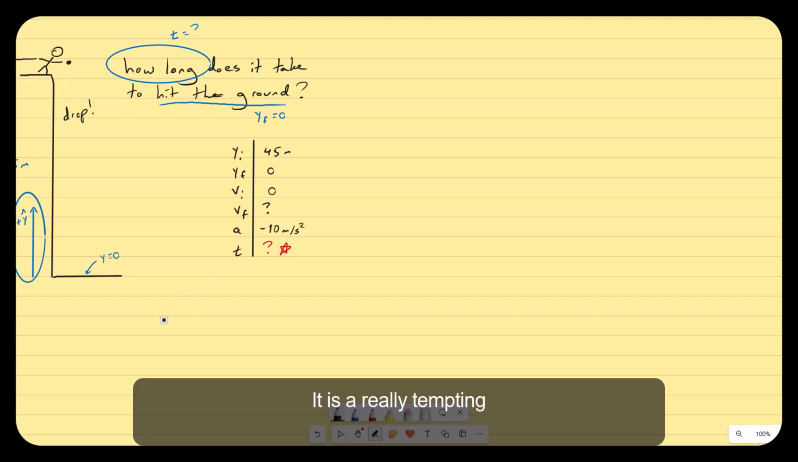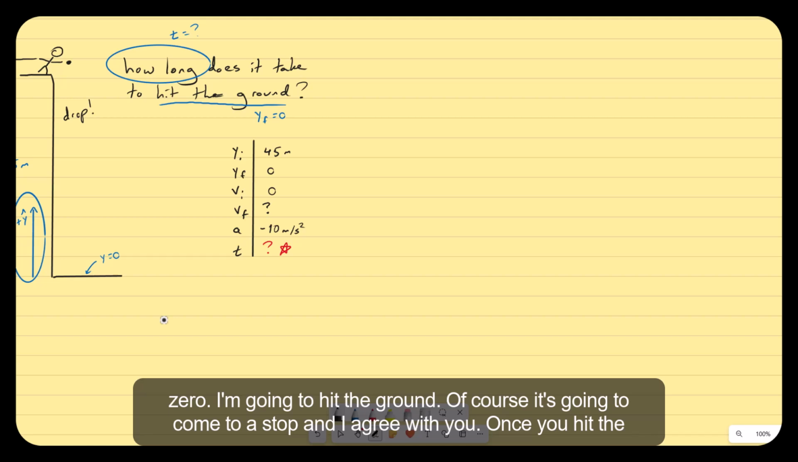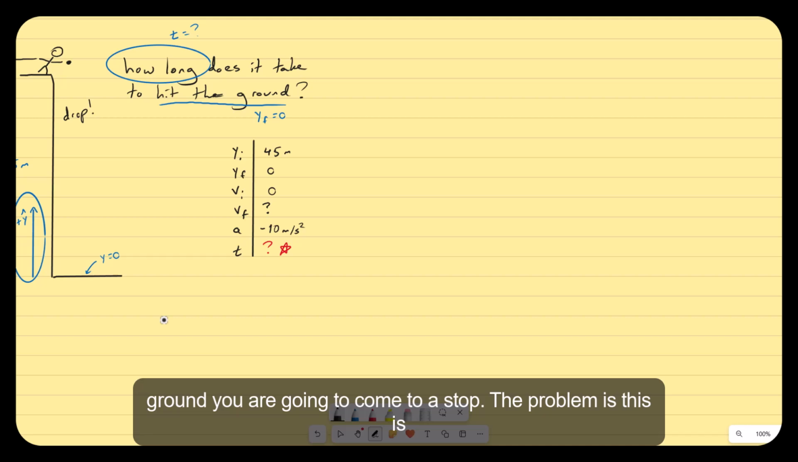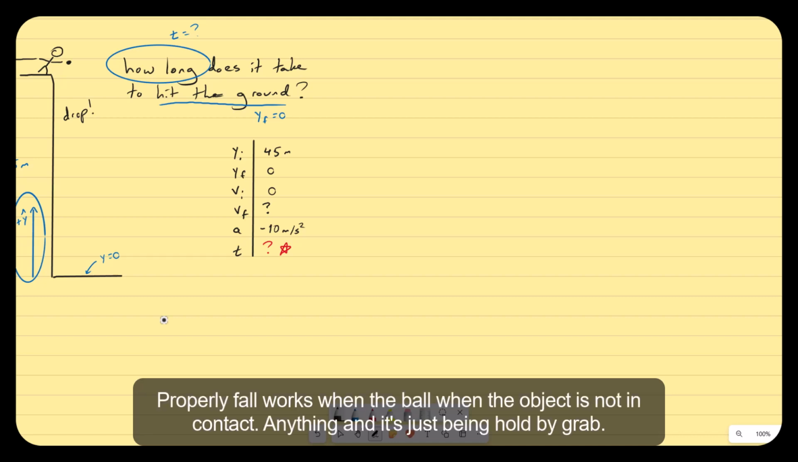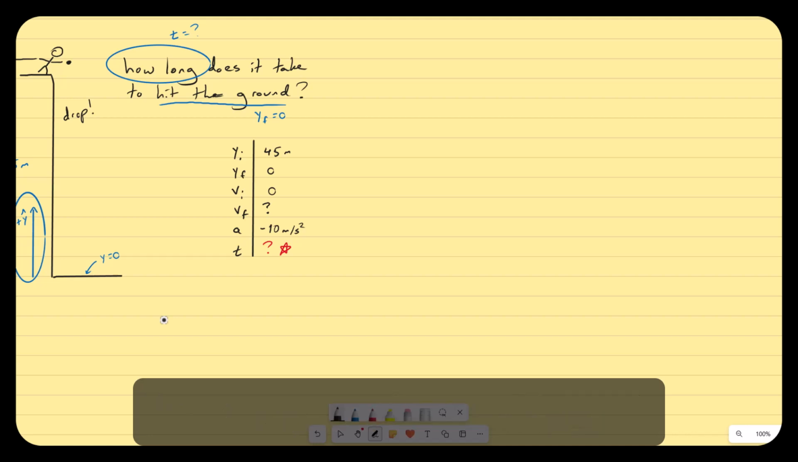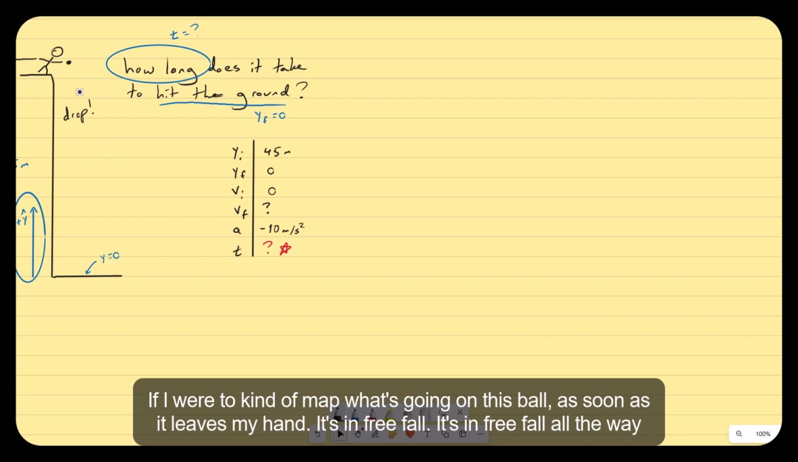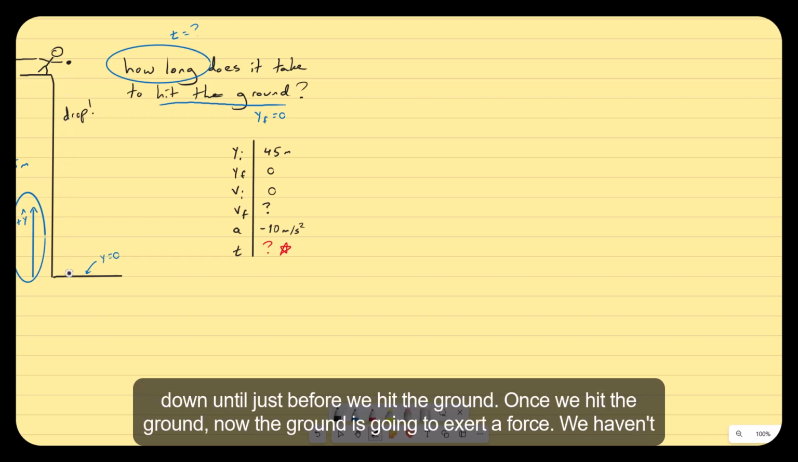It is a really tempting and common thing to say V final 0. I'm going to hit the ground, of course it's going to come to a stop. And I agree with you, once you hit the ground you are going to come to a stop. The problem is, this is a free fall problem. Free fall works when the object is not in contact with anything and is just being pulled by gravity. If I were to kind of map what's going on with this ball, as soon as it leaves my hand, it's in free fall all the way down until just before we hit the ground.